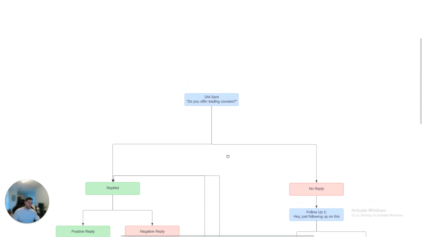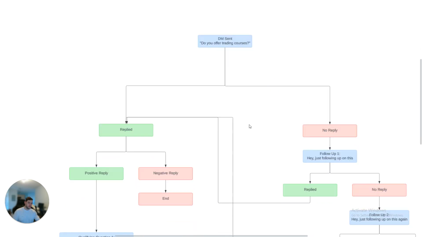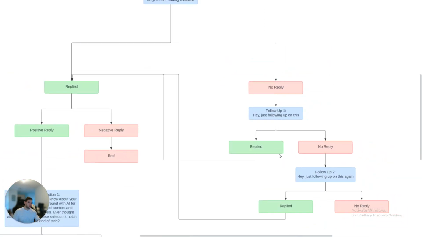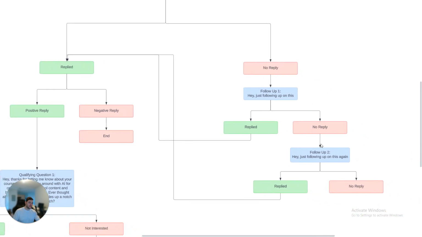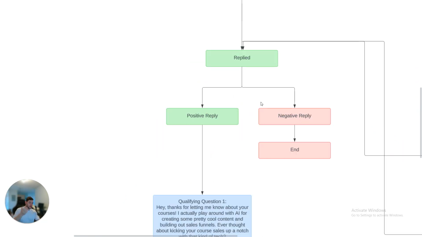And then there's one of two answers, right? They're either going to reply or they're not going to reply. Now, if they don't reply, there's a follow-up: "Hey, just following up on this," with a time delay. And then if they do reply, it brings them under the replied channel. If there's no reply, it sends them a second follow-up: "Hey, just following up on this again." If they reply, it brings them to the replied channel. Otherwise, there's no reply and it ends there.